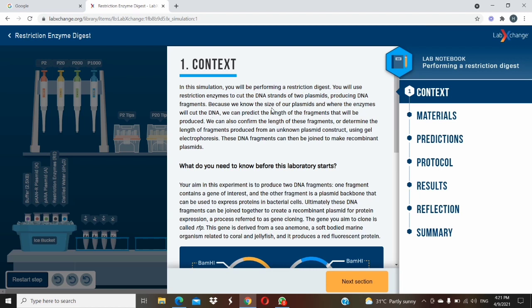By knowing the size of our plasmid and where the enzyme will cut the DNA, we can predict the length of the fragments that will be produced. It also confirms the length of these fragments and determines the length of the fragments produced from the unknown plasmid construct using gel electrophoresis, such as agarose gel electrophoresis.